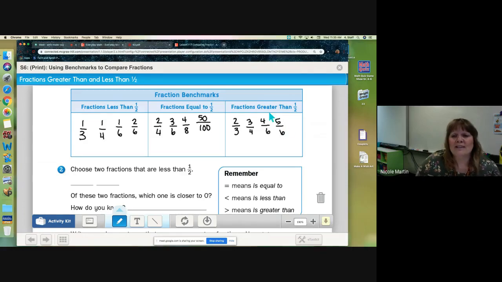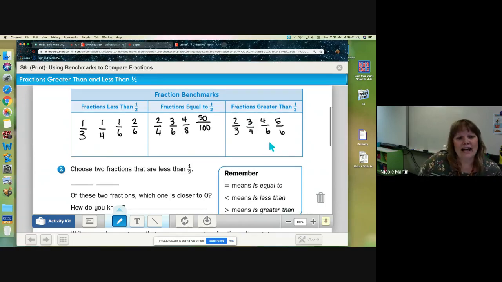You'll notice that the numerator is going to be more than half of the denominator. So half of 4 would be 2, so the numerator has to be bigger than 2. Half of 6 is 3. The numerator has to be bigger than 3, and so forth. Okay? All right, let's take a look at part 2.